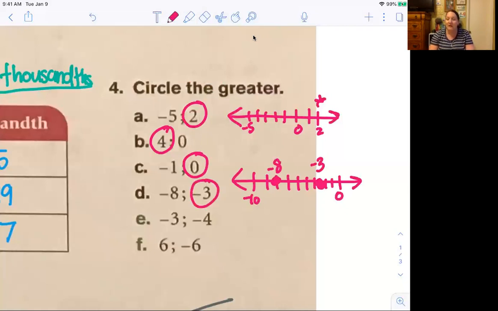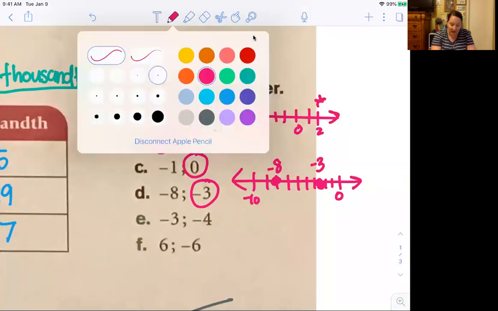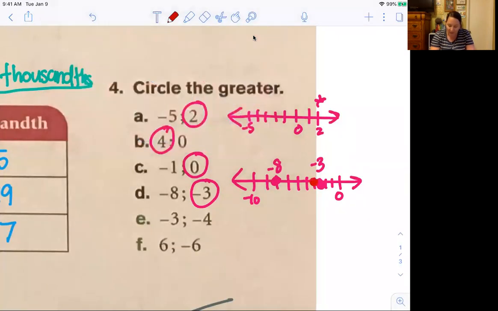How about -3, -4? If that is -3, here's -4. Really right next to it. But -3 is still further right on the number line. So -3 is larger or greater. How about 6 and -6? Remember what I said at the beginning. Anytime you have a positive number and a negative number, the positive number is always greater, it's always bigger than the negative. So it is 6.